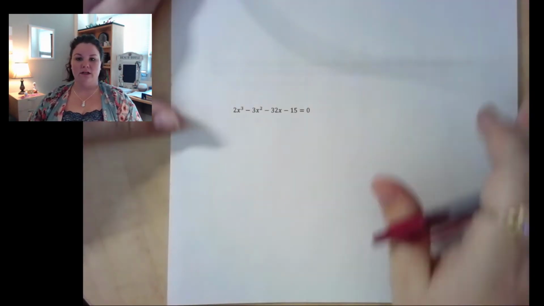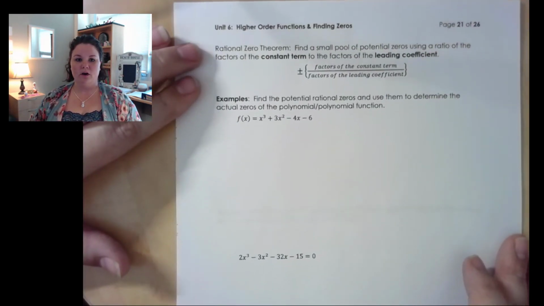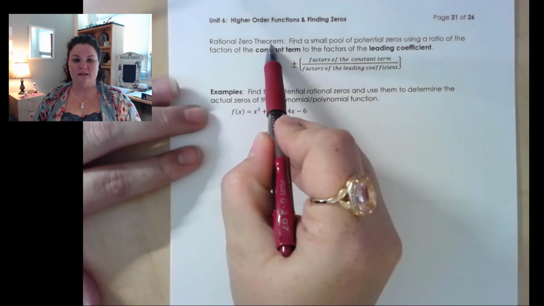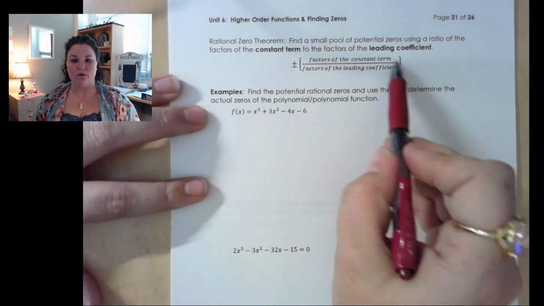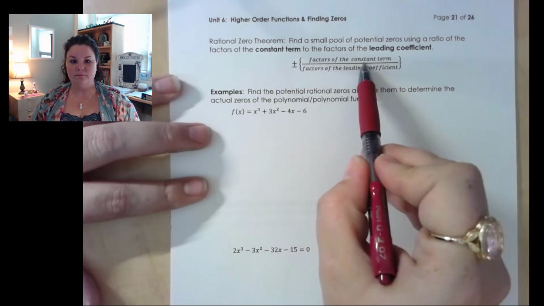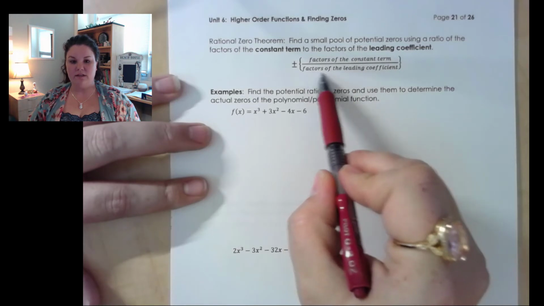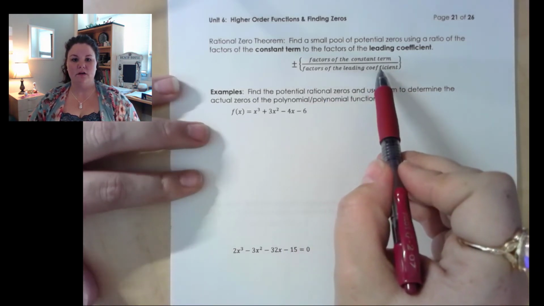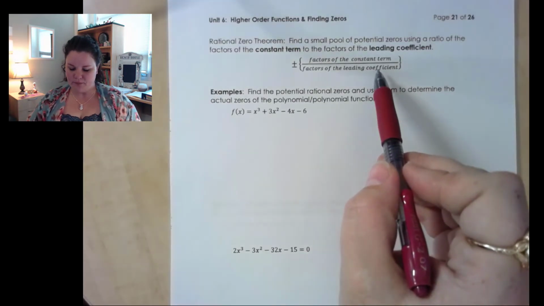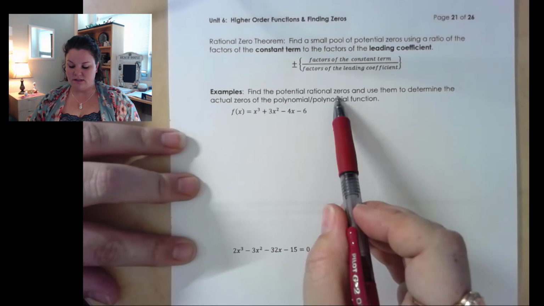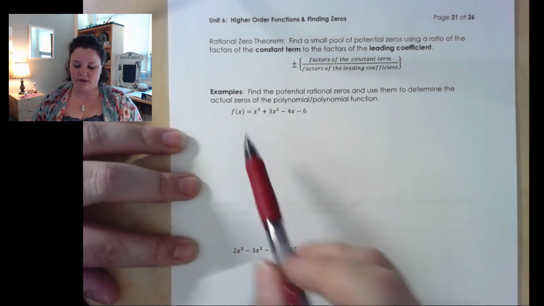So let's go ahead and look at this. This little shortcut we call the rational zero theorem, okay? And what it does is it says we can create a short list of numbers by using the factors of the constant term and the factors of the leading coefficient. So we're just going to make a ratio of those factors. So I'm going to show you what that looks like, okay? So here it says find all the potential rational zeros and then use them to determine the actual zeros. So I'm going to show you how this works.